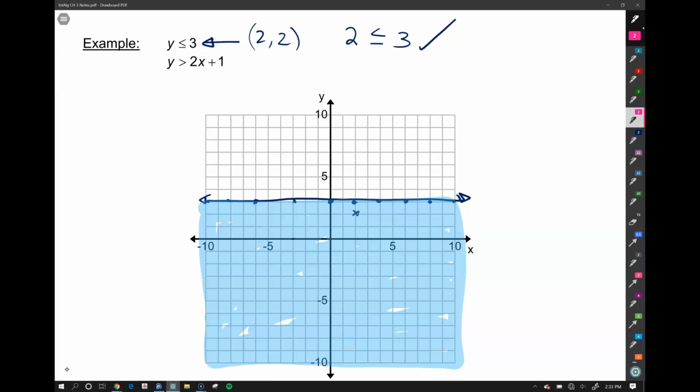Okay, so I have y is greater than 2x plus 1. So I want you to think in your brain without saying out loud, how would you graph this? Will the line be solid or dashed? And how would you go about graphing this? I don't want to make a T-chart. What's the simplest way of graphing?